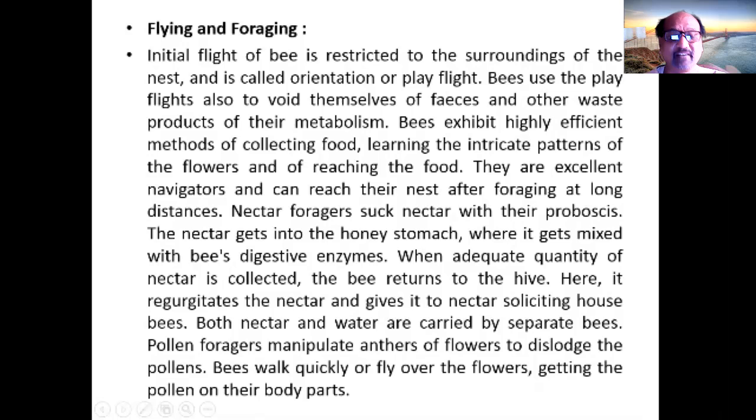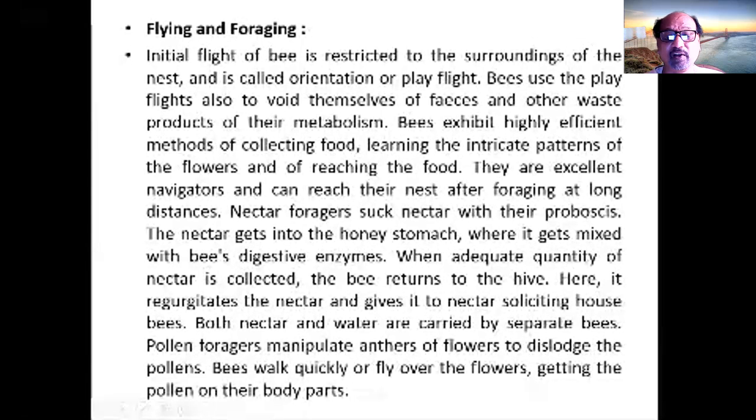Here it regurgitates the nectar and gives it to the nectar-soliciting house bees. Both nectar and water are carried by separate bees. Pollen foragers manipulate the anthers of flowers to dislodge the pollen, and bees walk quickly or fly over the flowers, getting the pollen on their body parts.